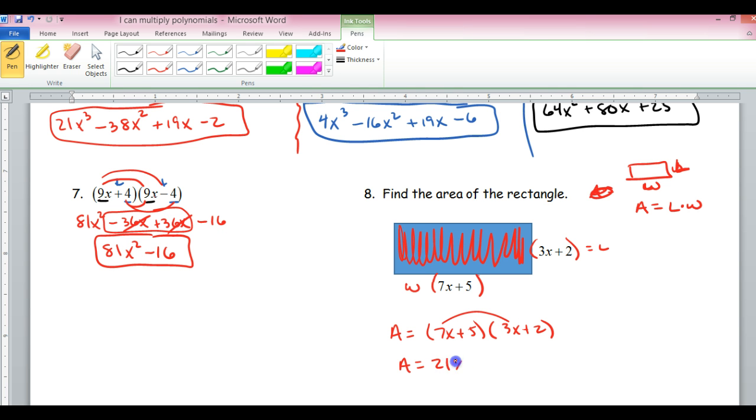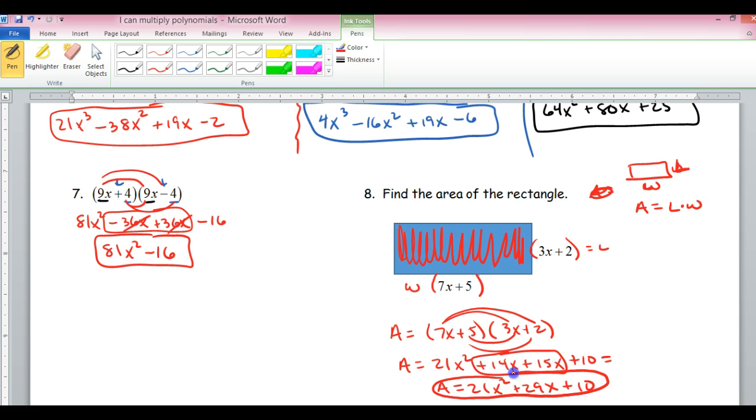7x times 3x, 21x squared. 7x times 2, 14x. 5 times 3x is 15x. 5 times 2 is 10. And when you combine like terms, 21x squared, combine these two middle terms to get 29x plus 10. So, in the adding and subtracting video, you found the perimeter of the rectangle. In this case, we're finding the area. Perimeter is when you add up all four sides. The area is when you multiply the sides.